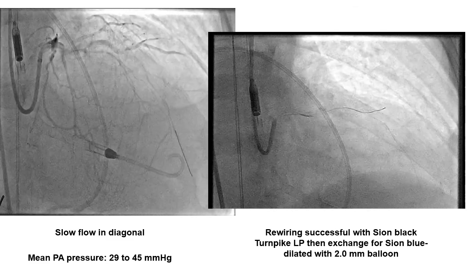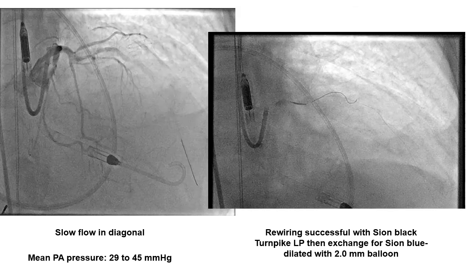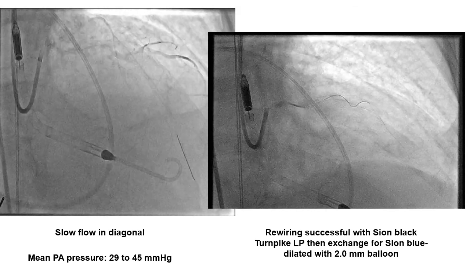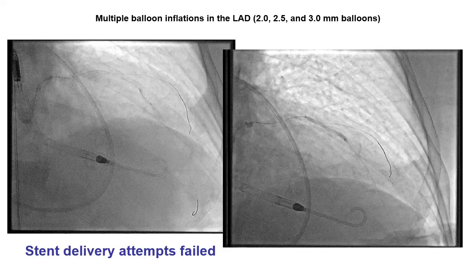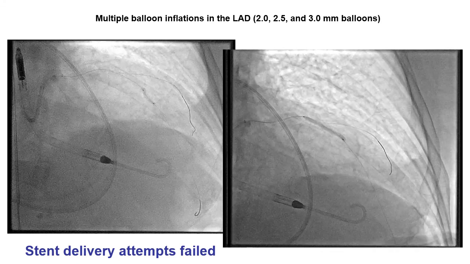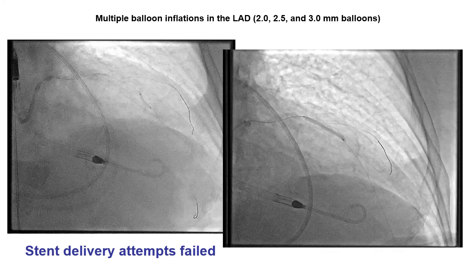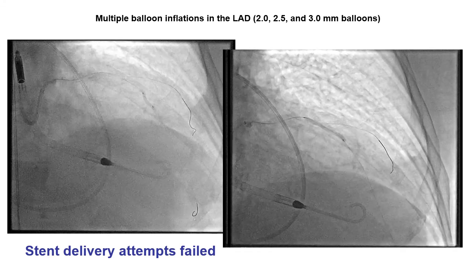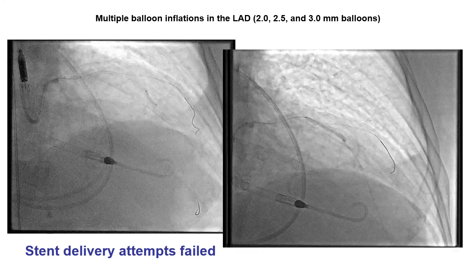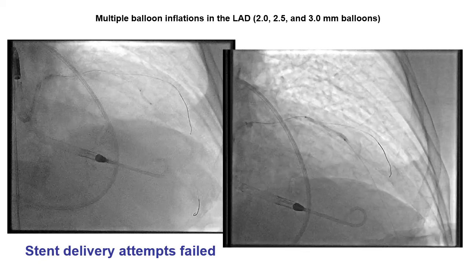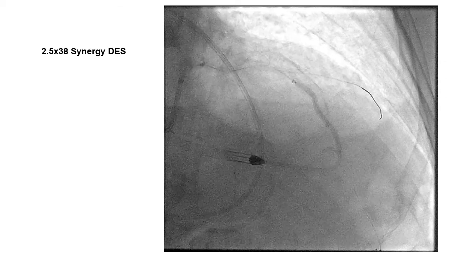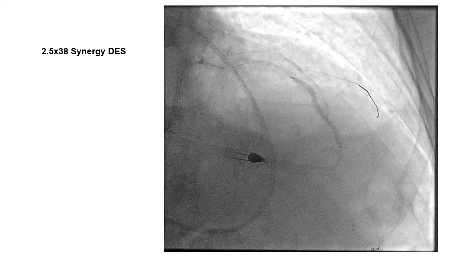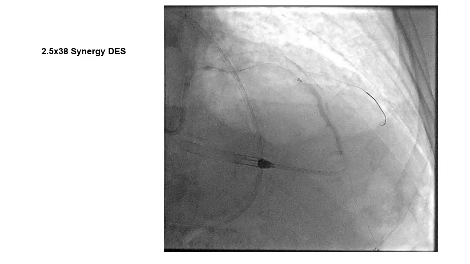So we recrossed the diagonal branch with a Xience black guide wire, used the Turnpike LP to exchange for a Xience blue, and dilated with a 2.0 balloon. We then did multiple balloon inflations in the LAD with the 2.0, 2.5, and 3.0 balloons. In the middle, stent delivery attempts failed, so we performed more balloon inflations, and then we decided to use a more deliverable stent, so we could easily deliver a 2.5 by 38 Synergy DES, inflated adequately in the mid-LAD.